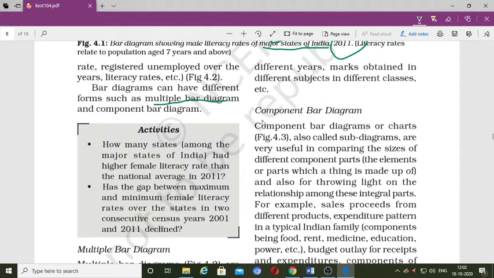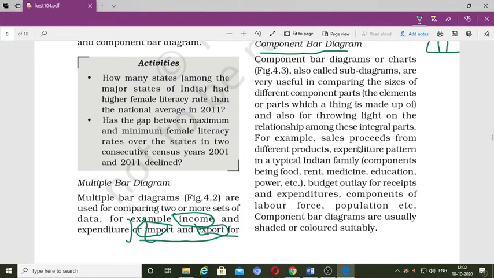Next is the component bar diagram. We simply divide bars into different components. It is not easy to draw a diagram with a mouse, so it may not be clear. We divide the bars into different parts. It may be 100%, it may be 100. We are dividing this bar diagram. This is called a component bar diagram or sub-diagram. It is very useful in comparing the sizes of different component parts, for example, sales proceeds from different products, or expenditure pattern.